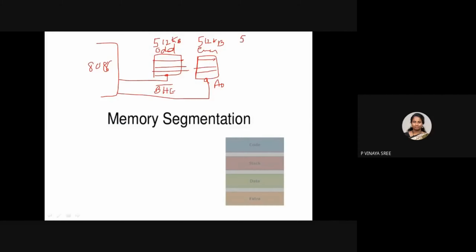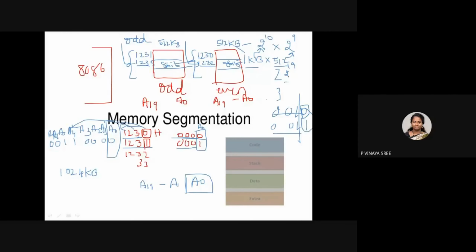So 512 KB is equal to how many bits? 512 KB can be written as 1 KB into 512. 1 KB is nothing but 2 power 10, multiplied by 512, which is 2 power 9, which is equal to 2 power 19. So 19 bits are required for representing the address.